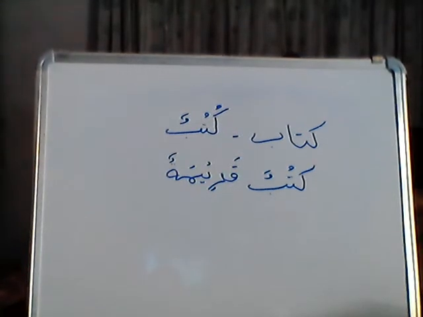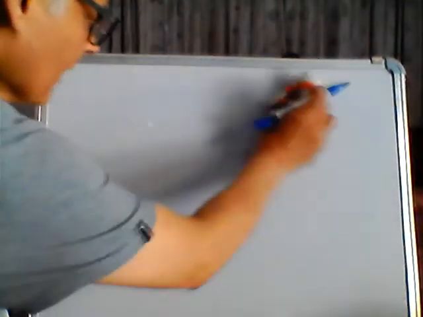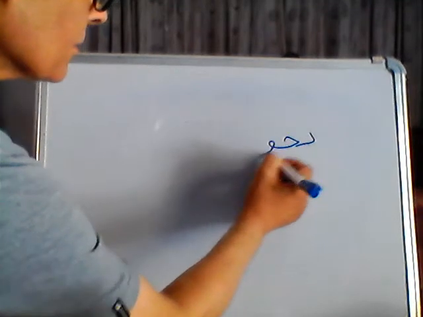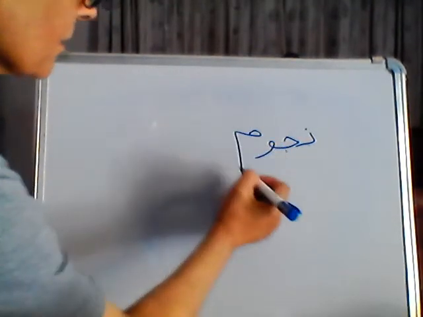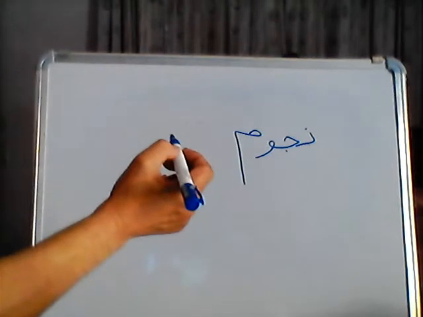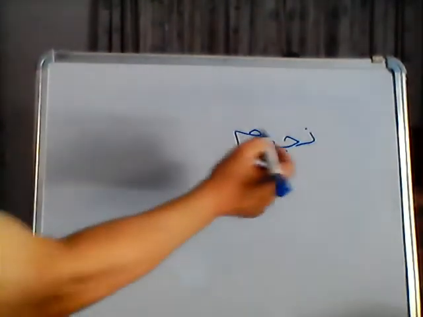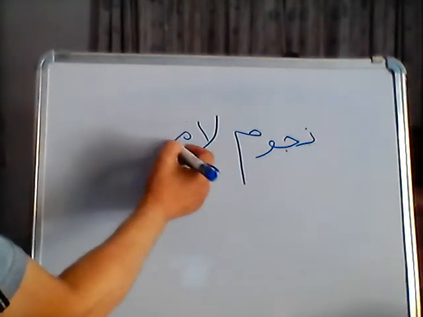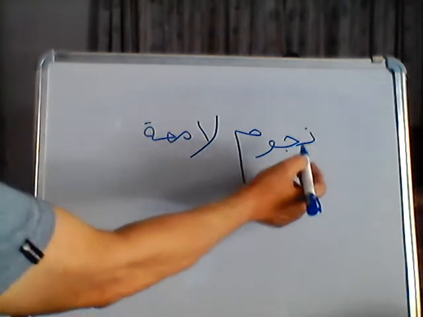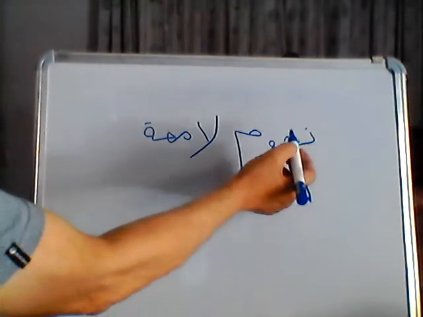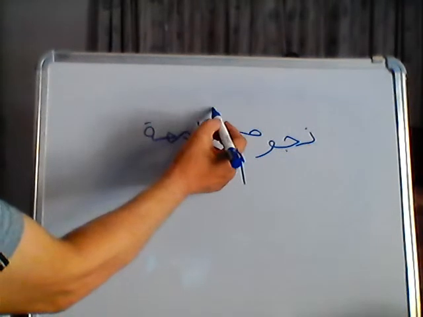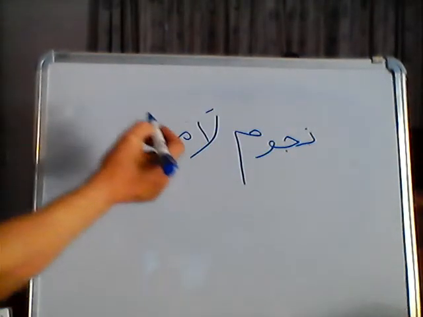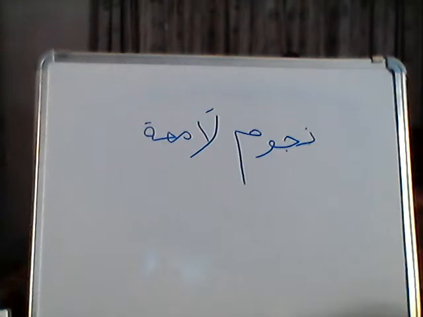Or if we have to say najam, najam means stars, and its broken plural is nujum, stars. And if we have to say brilliant stars, we'll have to say nujumun lami'atun. Nujum is plural, broken plural, but its sifat is singular feminine.